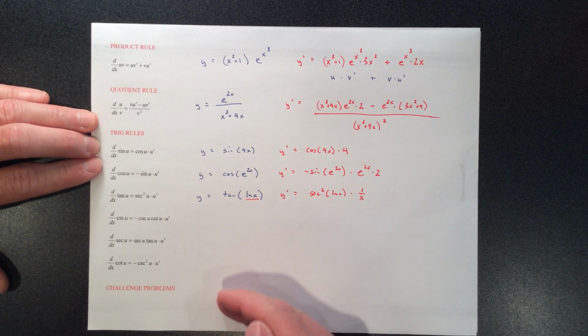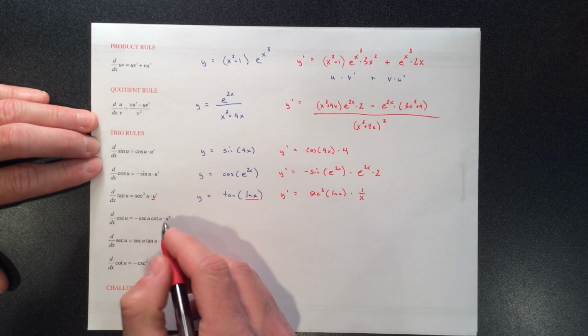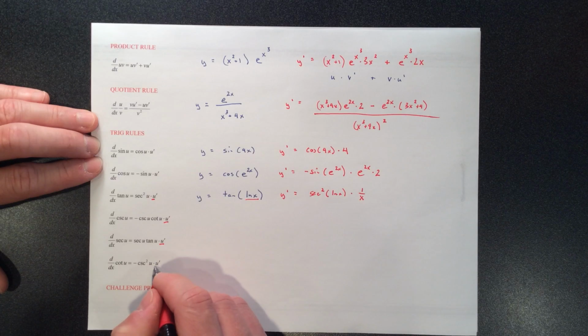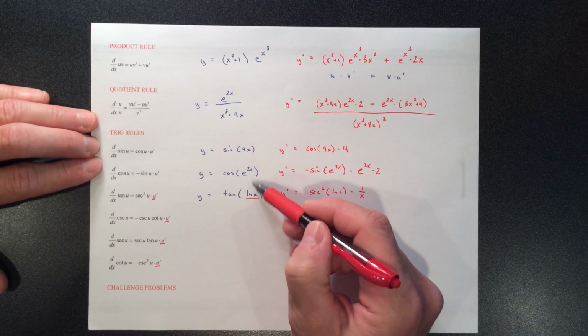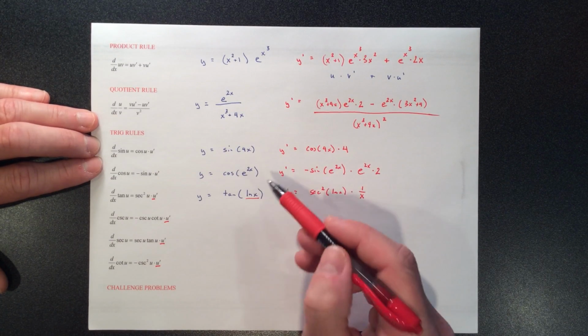And again, all of these are the exact same things. You're always going to have chain rule implications. You're always going to have to multiply by the derivative of the inside, if the inside of a trig function is its own function.